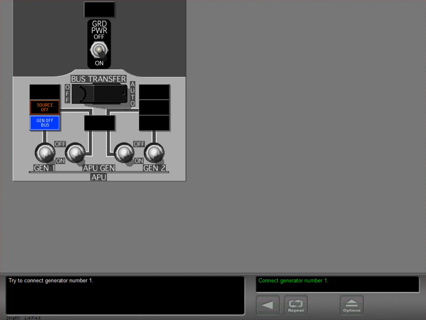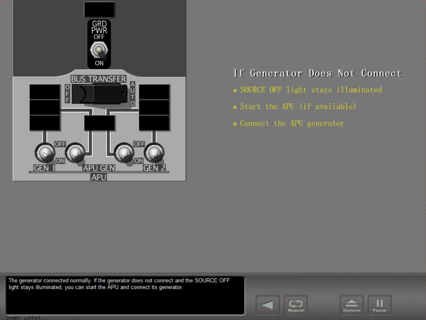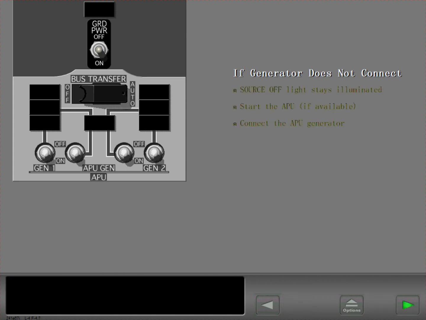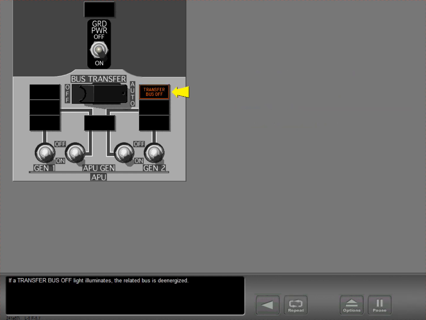Try to connect generator number 1. The generator connected normally. If the generator does not connect and the source off light stays illuminated, you can start the APU and connect its generator. If a transfer bus off light illuminates, the related bus is de-energized. You can follow the same steps as for a source off light to get power to the bus again.